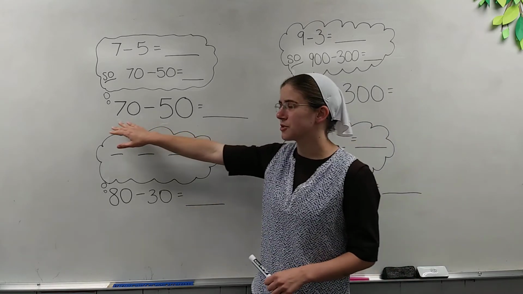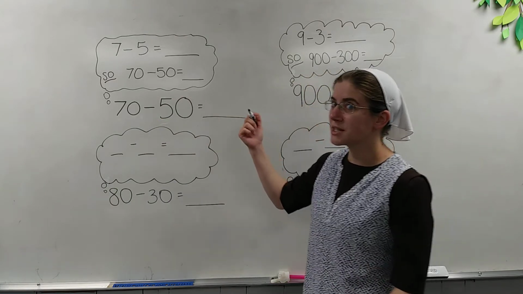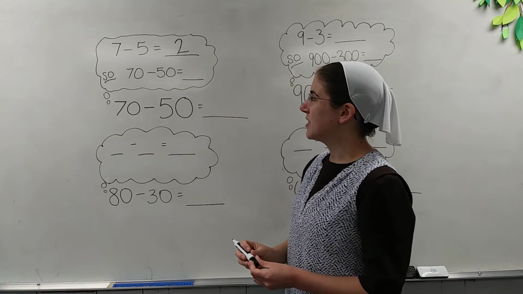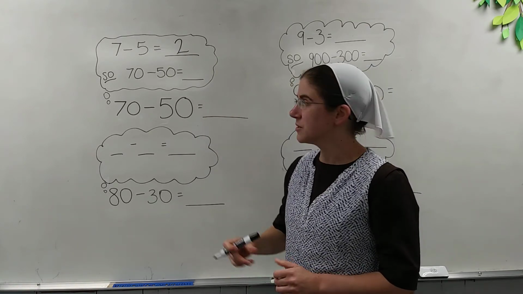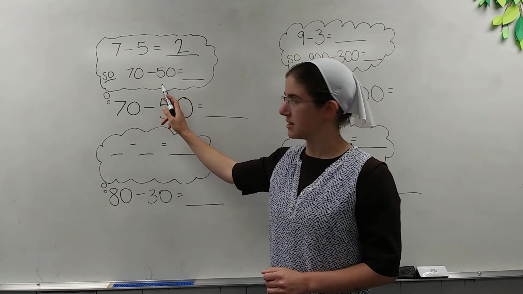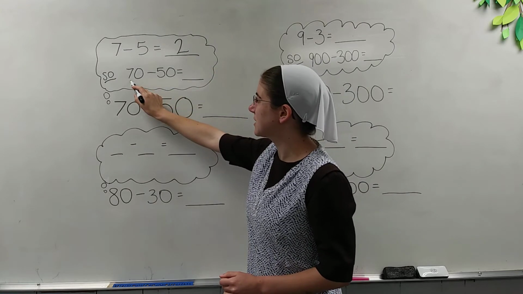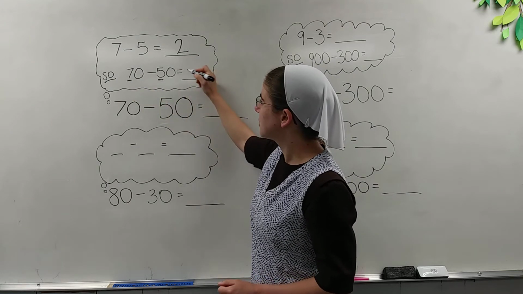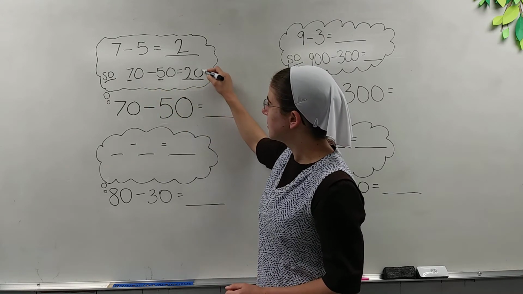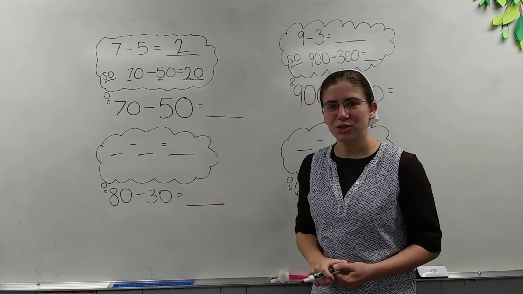So we think to ourselves, well, 7 minus 5. What is 7 minus 5? So 7 minus 5 is 2. So if 7 minus 5 is 2, then 70 minus 50, what goes in the tens place? We already subtracted the numbers in the tens place, right? So 2 goes in the tens place, and then we put a 0 in the ones place. So 70 minus 50 is 20.